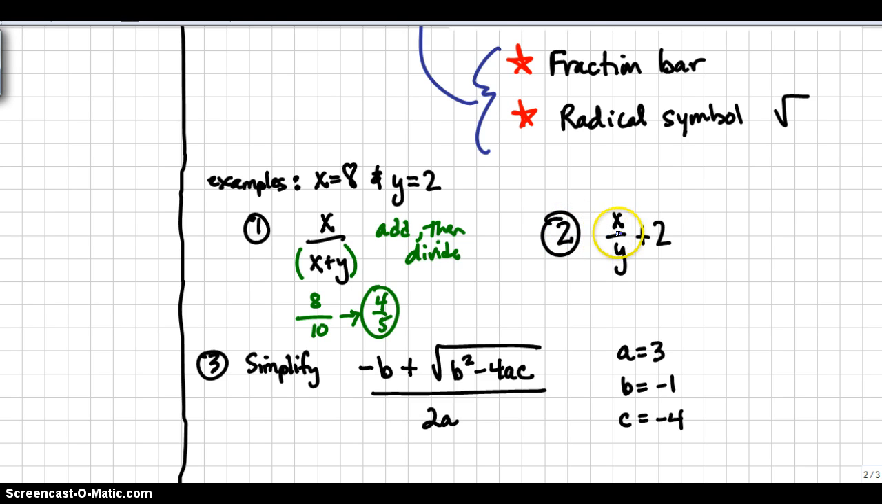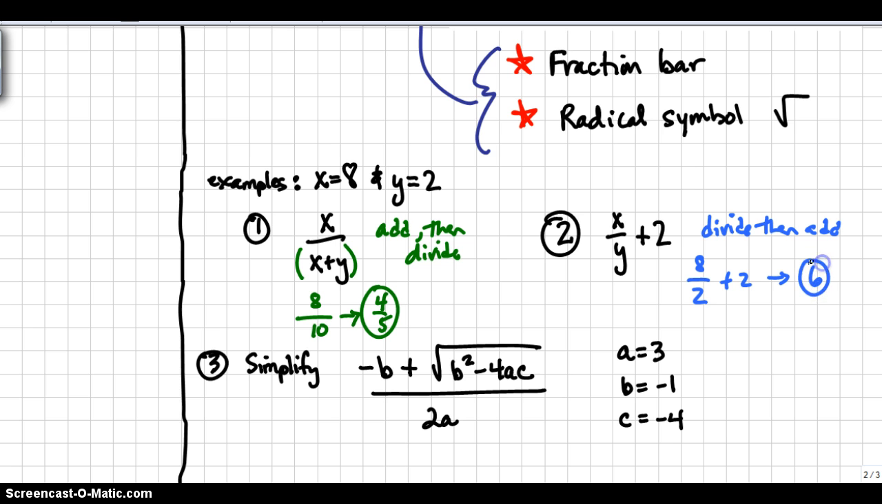This one also has a fraction bar and addition. Because the fraction bar doesn't have anything else besides the x and the y, there are no grouping symbols required. So in this case, we would do the division first and then the addition second. So on this one, we will say divide, then add. So if we have 8 over 2, we'd get 4 plus 2 is going to be 6.